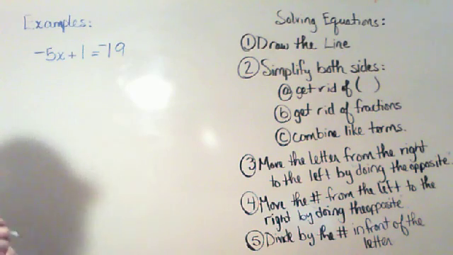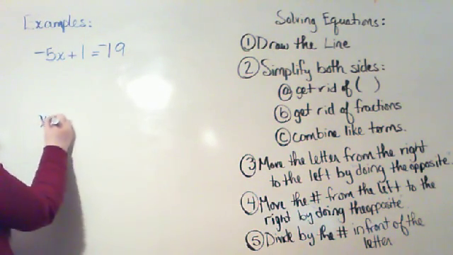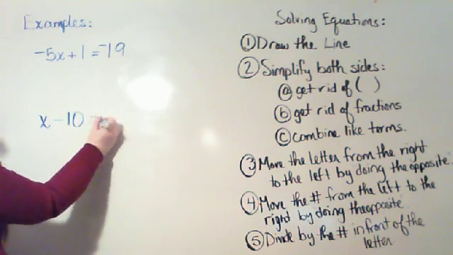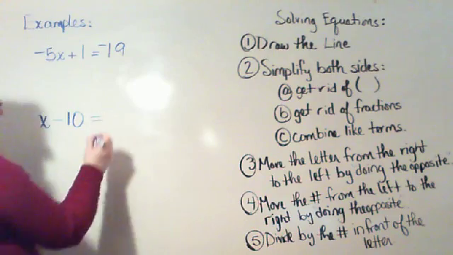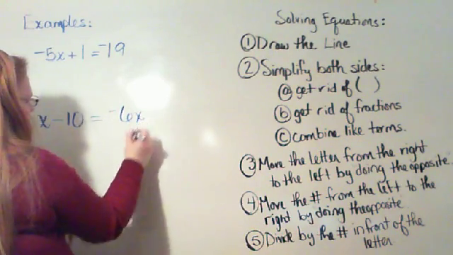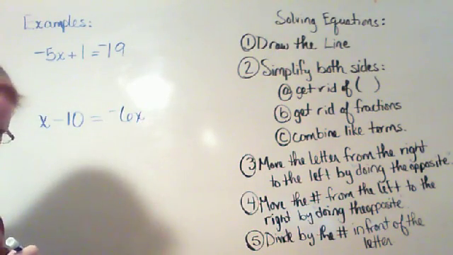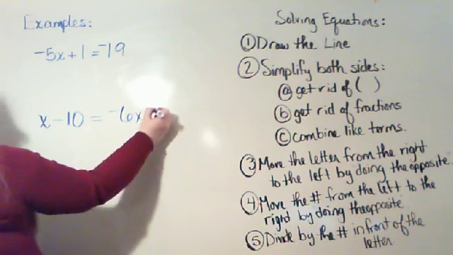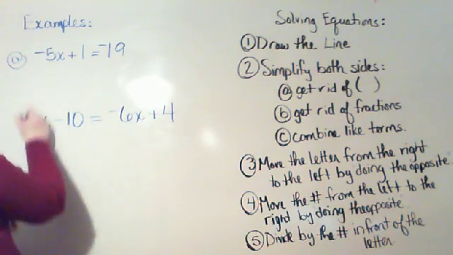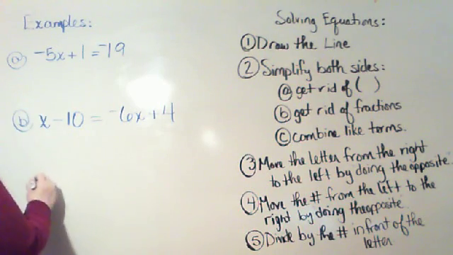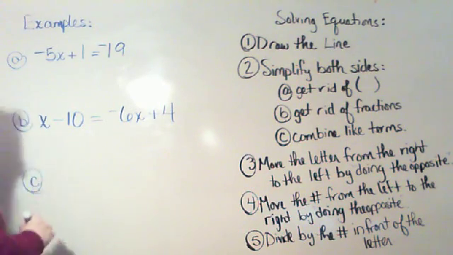And then x minus 10 equals negative 6x plus 4. This will be your problem A, and your problem B, and then your problem C down here.